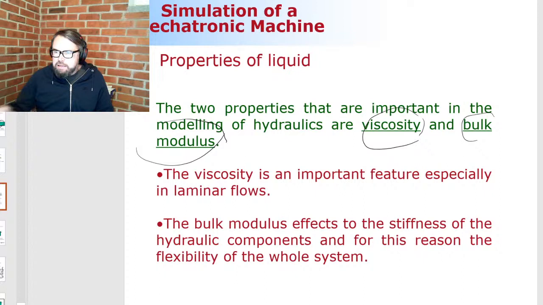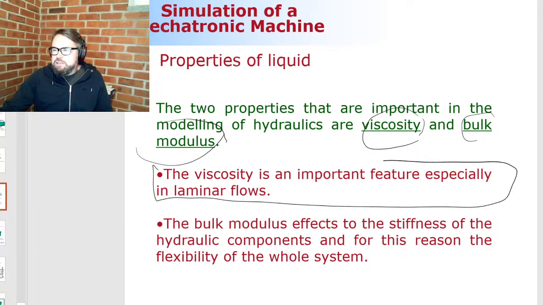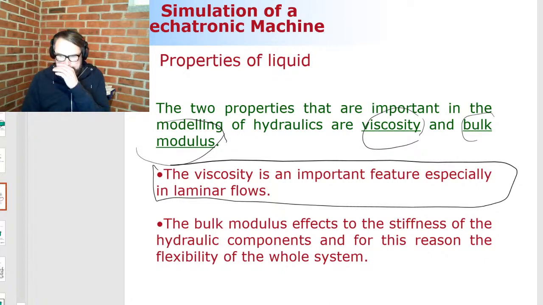Okay, viscosity. This is something that is important when we are looking at laminar flows. Now, I'm going to mention that we have two different types of flows: turbulent flow and laminar flow. Laminar flow takes place when the pressure difference is small. Well, that's a little bit unclear statement. Small, as a rule of thumb, means that the pressure difference over the throttle is say less than 5 bars. So we could have a situation like this.